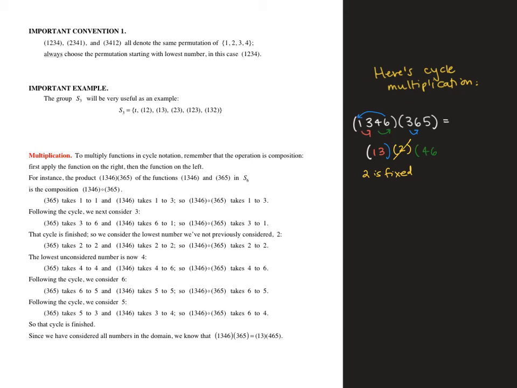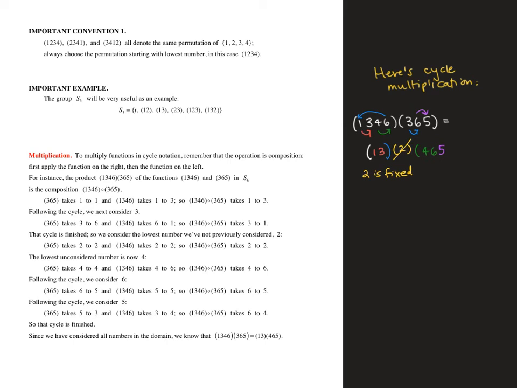The first cycle that we plug it into, 3, 6, 5, fixes 4. So then we plug 4 into the second cycle, and 4 goes to 6. Now we plug in 6. 6 goes to 5 in the first cycle that we plug it into, and then 5 goes nowhere in that second cycle, 1, 3, 4, 6. So 6 goes to 5 in the composition.